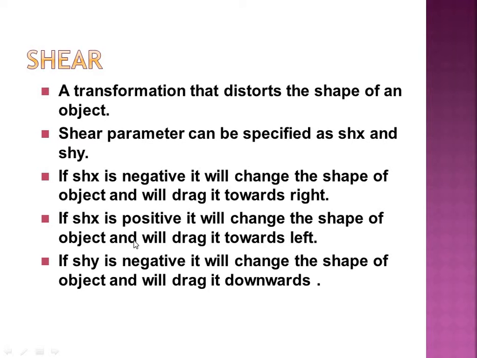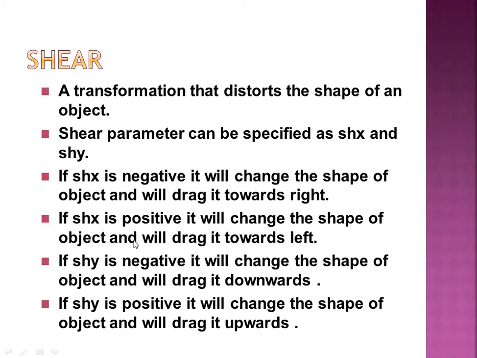Now we come to the second parameter, which is SHY. If the value of SHY is negative, then it will change the shape of the object and it will appear that somebody has dragged the object downwards. And if the value of the second parameter SHY is specified as positive, then it will also change the shape of the object and it will appear that somebody has dragged the object upwards. So this is the shearing transformation.